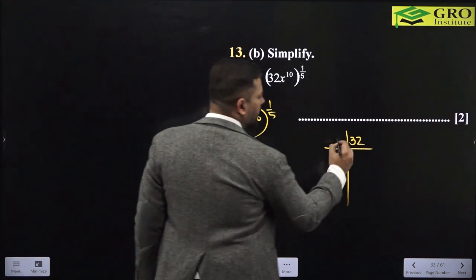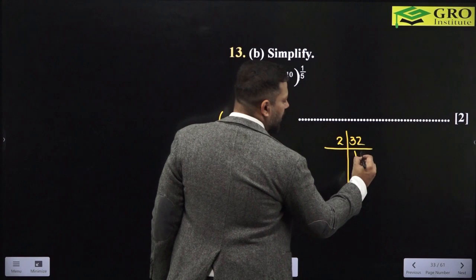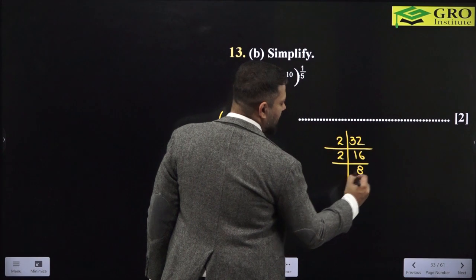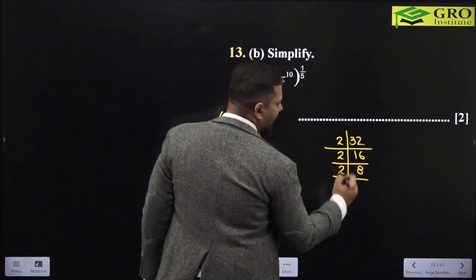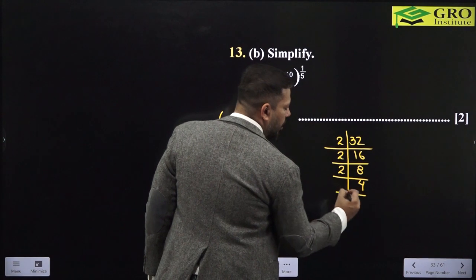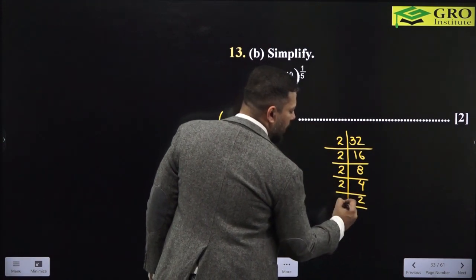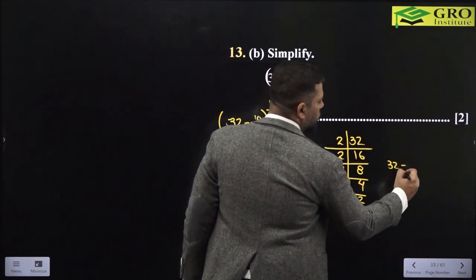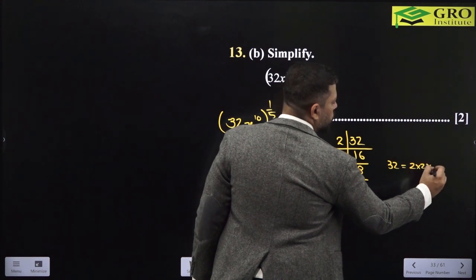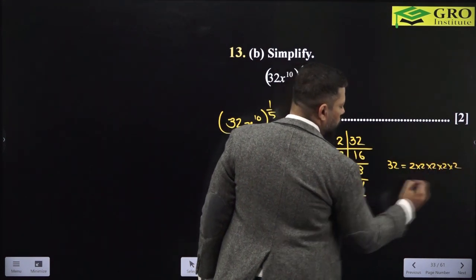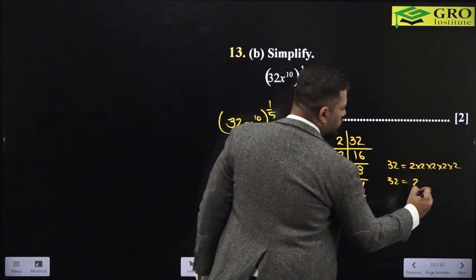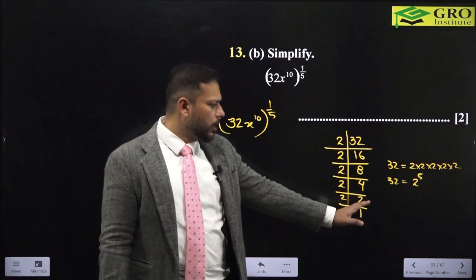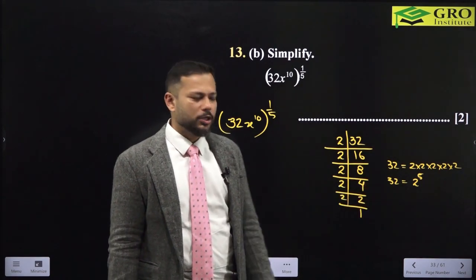32 being an even number will get definitely divided by 2. So if I divide 32 by 2, I'll get 16. 16 gets divided by 2, we get an 8. 8 gets divided by 2, we get a 4. Another 2 makes it 2, and another 2 gives us 1. So what I see over here is 32 is simply 2 times 2 times 2 times 2 times 2. That means I can write 32 as 2 raised to power 5. Isn't it, guys? 32 can be written as 2 raised to power 5.